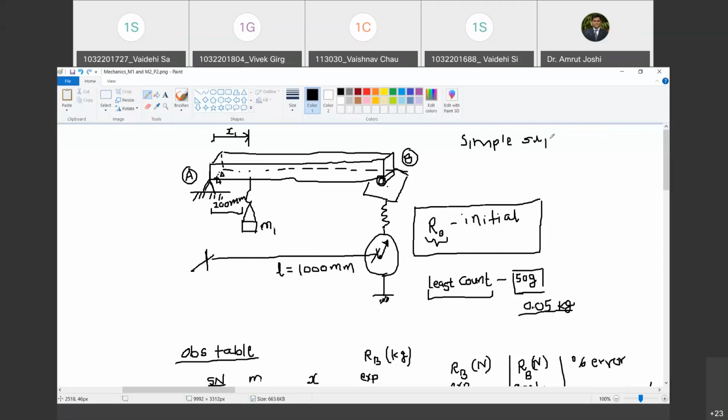Are you with me? Yes, sir. And how many spans does this beam have? Only one span, whose length is 1000 mm. Do you agree with me? Yes, sir. So it is a simply supported single span beam. Are you with me? Yes, sir. We call it a simply supported beam.